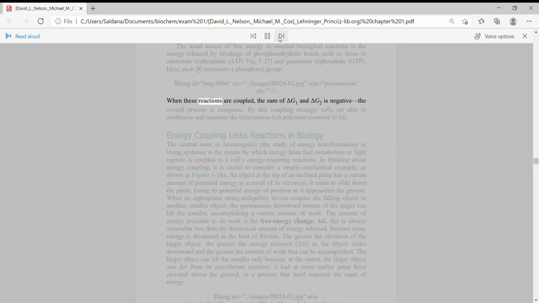When these reactions are coupled, the sum of delta G1 and delta G2 is negative. The overall process is exergonic. By this coupling strategy, cells are able to synthesize and maintain the information-rich polymers essential to life. Energy coupling links reactions in biology.